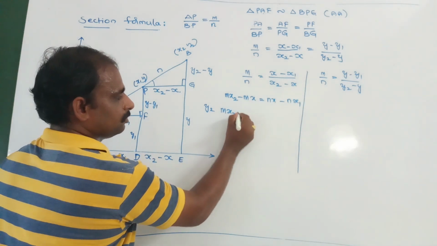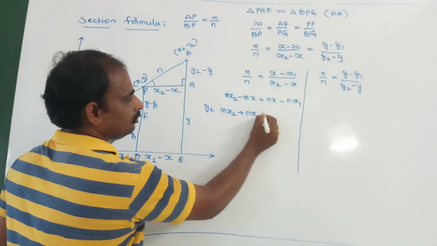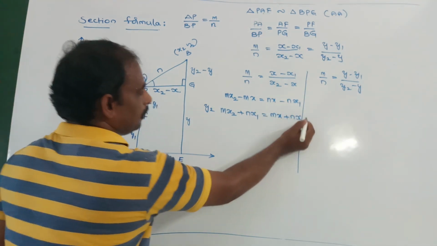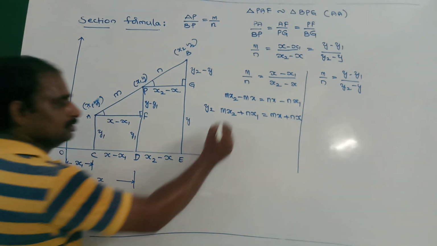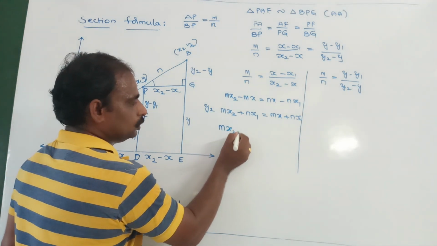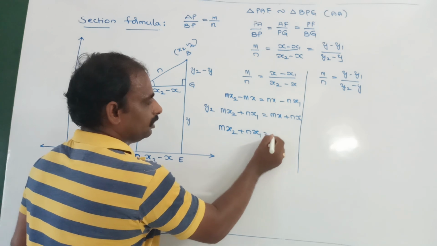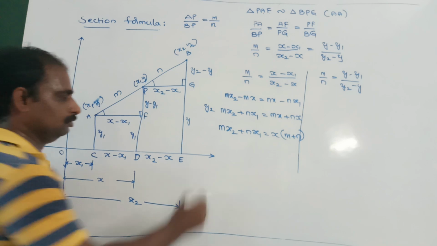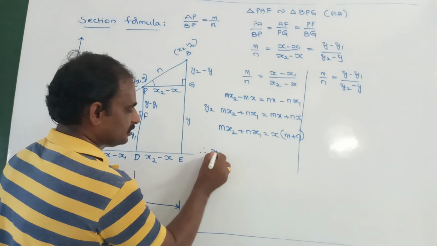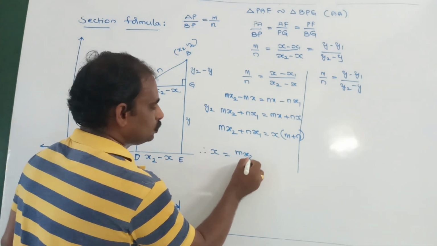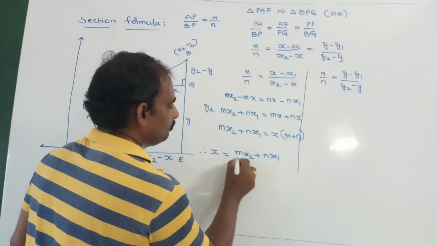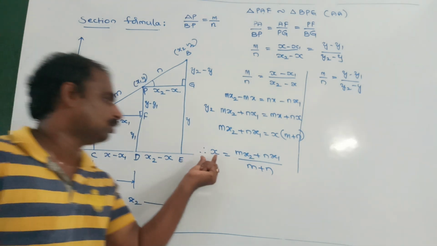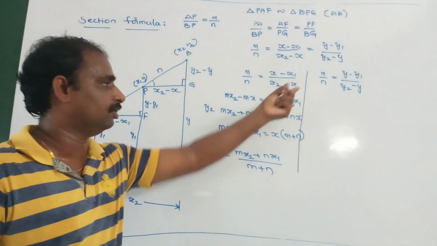Mx2 minus Nx1 becomes 2 plus Nx1 is equal to minus Mx becomes 2 plus Mx plus Nx. So clearly Mx2 plus Nx1, take x as common, you will get M plus N. Therefore x is equal to (Mx2 plus Nx1) by (M plus N). Now we got the coordinate of x.